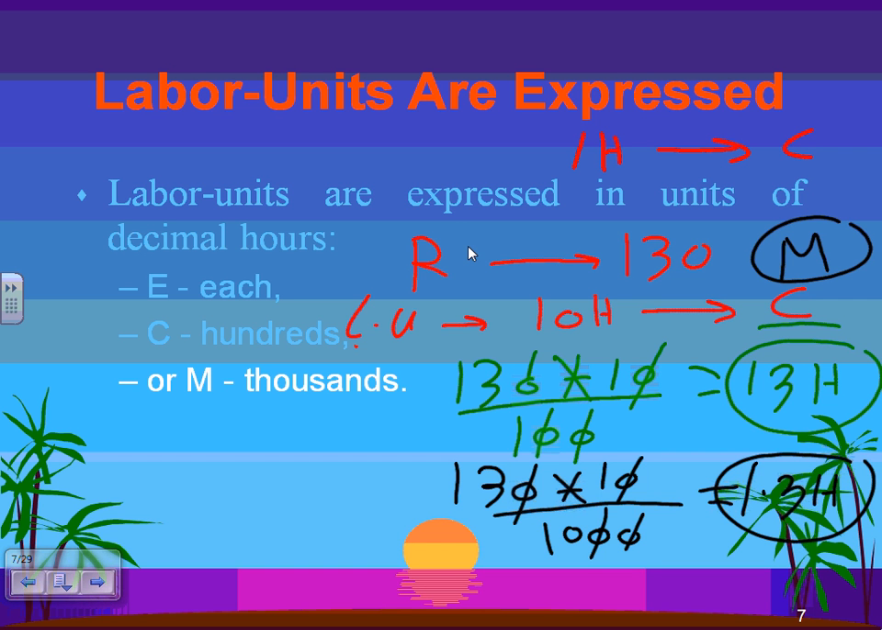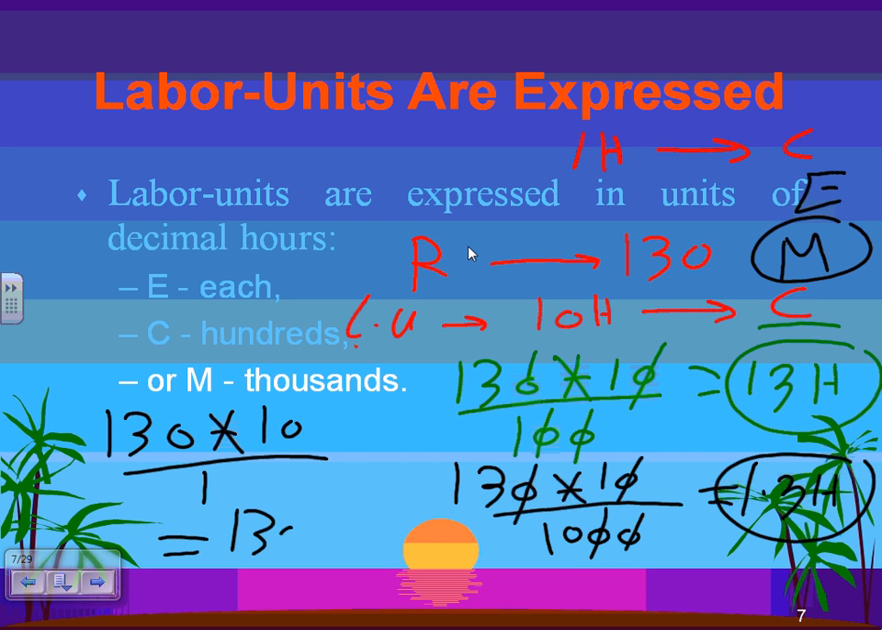If it was each, look what happened. If this was an each, do it for an each. 130 times 10 hours divided by each, which is 1. 1 divided by 1, and that will get you 1,300 hours. It's a lot. Everybody knows how to use these hundreds and cache them when you extend them. That's how they do it.